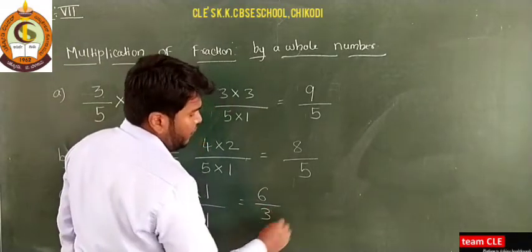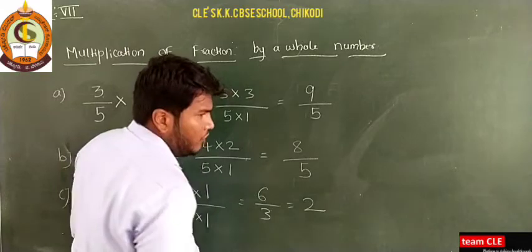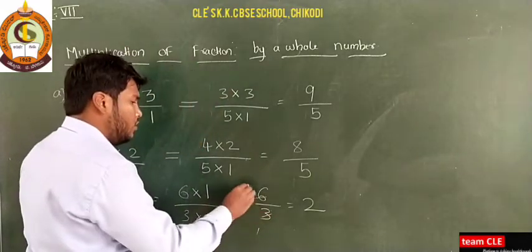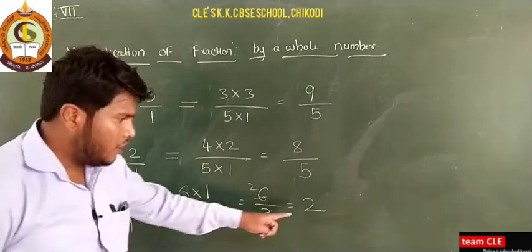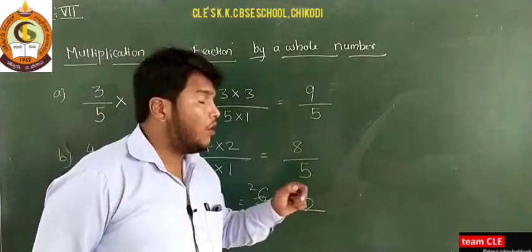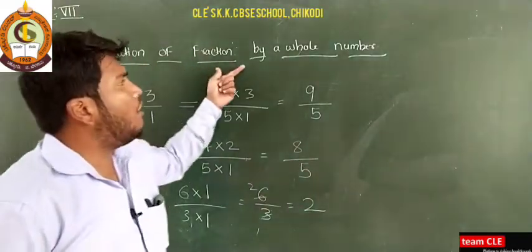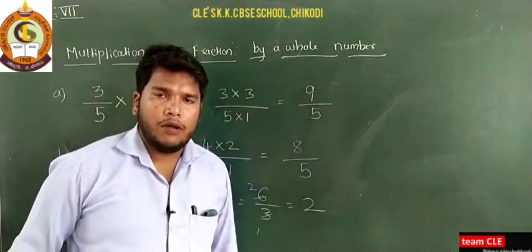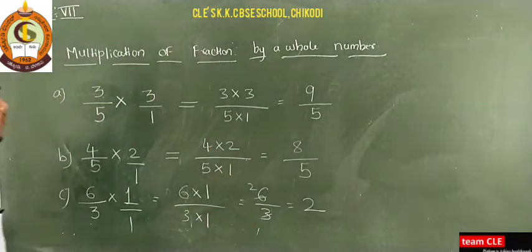If you reduce it to the simplest form, you get the answer 2, since 3 twos are 6. So this is the concept of multiplication of a fraction by a whole number. Please note down this concept.